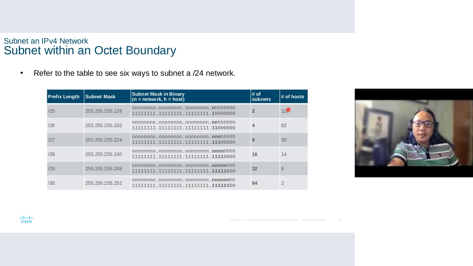However, you will see the formula to get the number of hosts for each subnet: you compute the number of unborrowed bits. For example, here, 2 raised to 7, meaning 7 is the unborrowed bits. That becomes 128 minus the broadcast address and the network address, so that becomes 126. And so it goes until the end of the list.